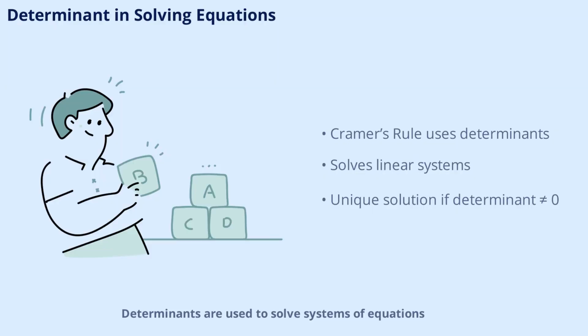Determinants are used to solve systems of equations, especially through methods like Cramer's rule. This rule uses determinants to find solutions to linear systems, making the process efficient and systematic. If the determinant is 0, the system has no unique solution. If it's non-zero, you can find a unique solution. This application highlights the practical importance of determinants in mathematics.